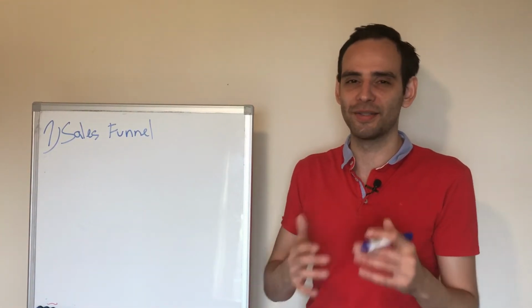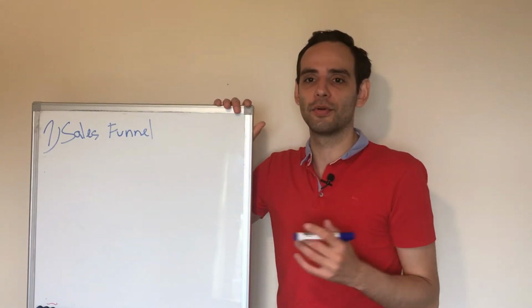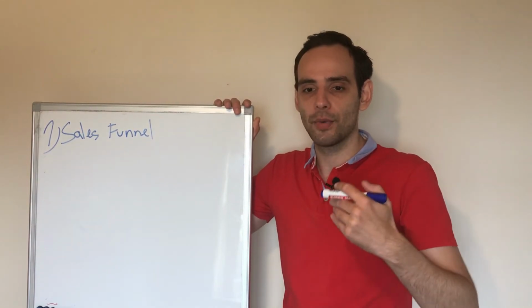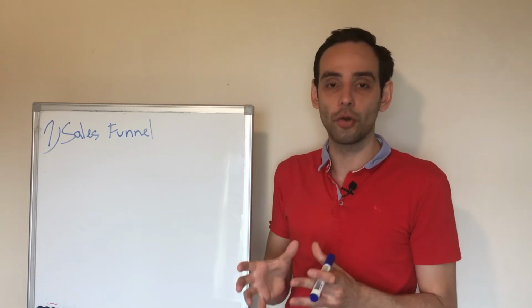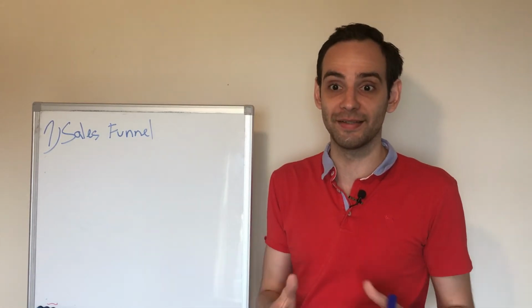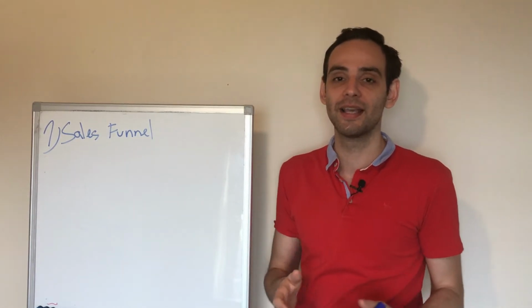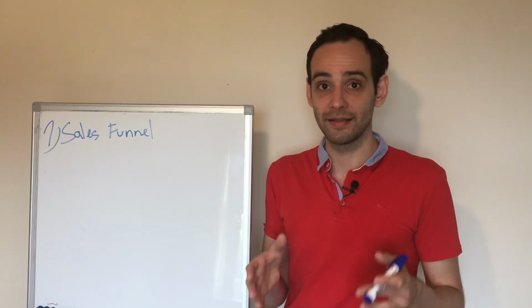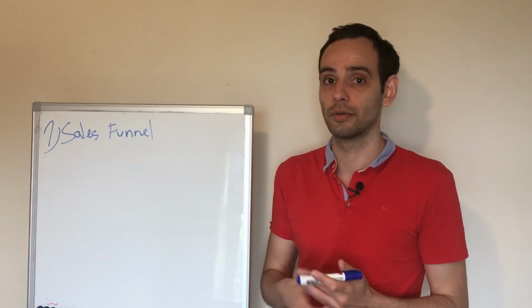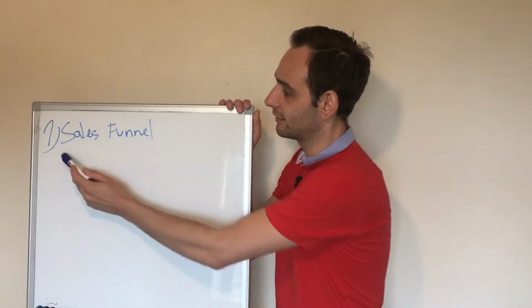I'm not sure how this is called from a psychology point of view, but when you have too many options, you tend not to make any choice, right? So the more options you have, the more difficult it is to choose. On the other hand, if you have just one option, the choice is very easy to make, okay? And that's exactly what the sales funnel is doing.